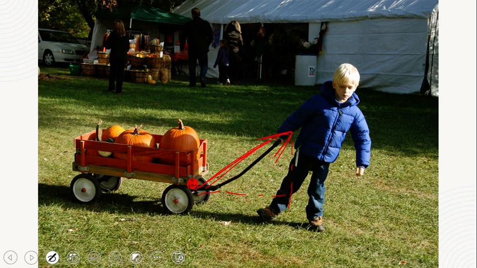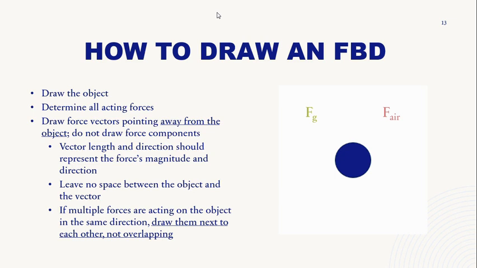On the AP exam, you should just draw the applied force without showing its components. However, drawing the components can really help you visualize the scenario and figure out the net force, so feel free to draw your own FBD with components off to the side. We'll be drawing components as dashed lines to help distinguish them from the actual forces. Force vector length and direction should represent the force's magnitude and direction.